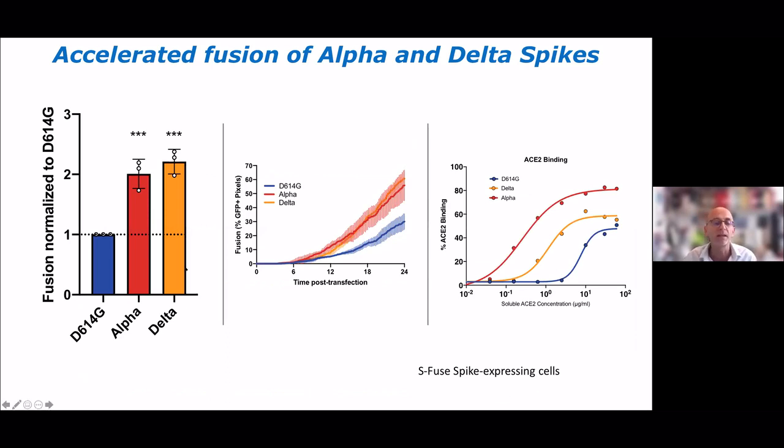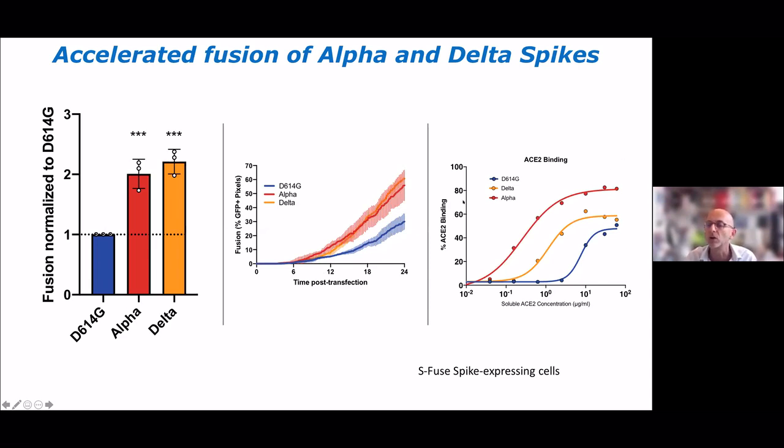Here we expressed the spike, alpha or delta spike, and we were able to quantify the surface of the syncytia, and it is strongly increased with both alpha and delta. And this is due to an acceleration of the fusogenic activity of the spike. Here we can do real-time analysis of the movies that we generated. So both alpha and delta are more fusogenic than the ancestral D614G strain.